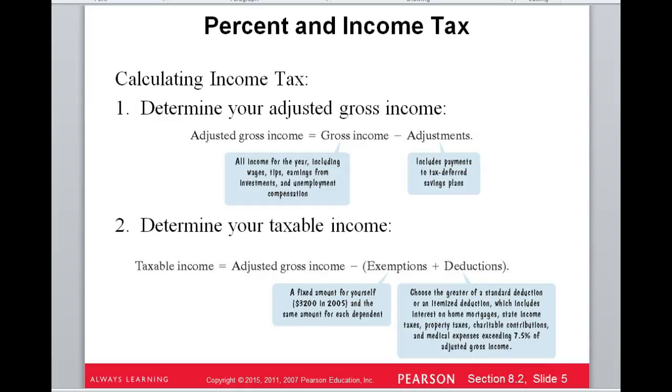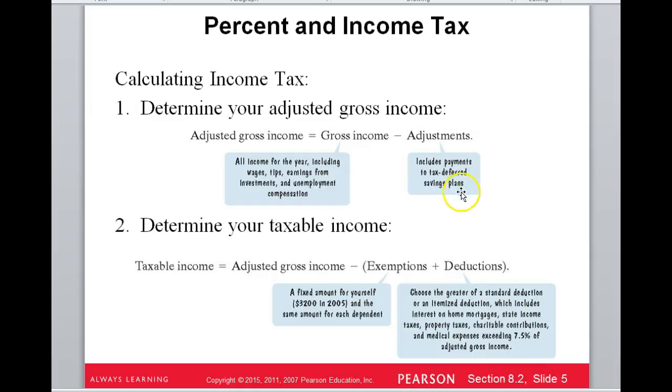Well, the first thing we need to come up with is our adjusted gross income. Our gross income is what we make, like our wages and everything, earnings from investments, all the stuff that's coming into us. And then the adjustments are payments that we pay out to pre-taxed savings plans, like annuities, IRAs, maybe something for your kids, medical things, just stuff that comes out pre-taxed from our gross income.